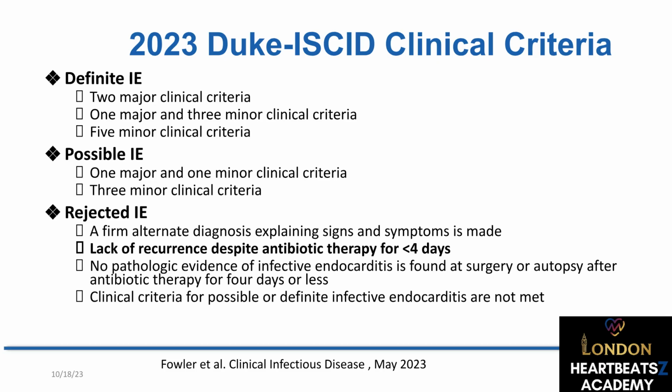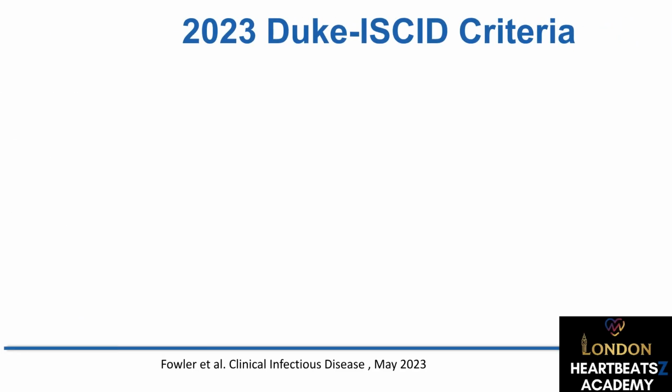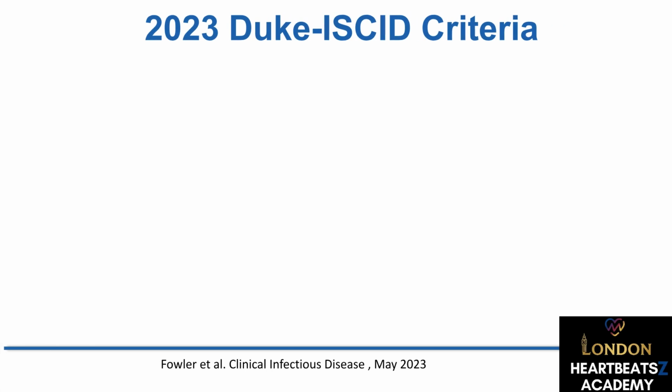The clinical diagnosis is classified as definite, possible, or rejected. This structured approach helps clinicians make confident decisions regarding treatment duration and the necessity for surgical intervention. In summary, the updated Duke ISCID criteria provide a comprehensive framework. By integrating traditional clinical assessments with newer imaging and laboratory methods, we can achieve earlier and more accurate diagnoses for our patients. The 2023 Duke ISCID criteria serve as the gold standard for clinical diagnosis.